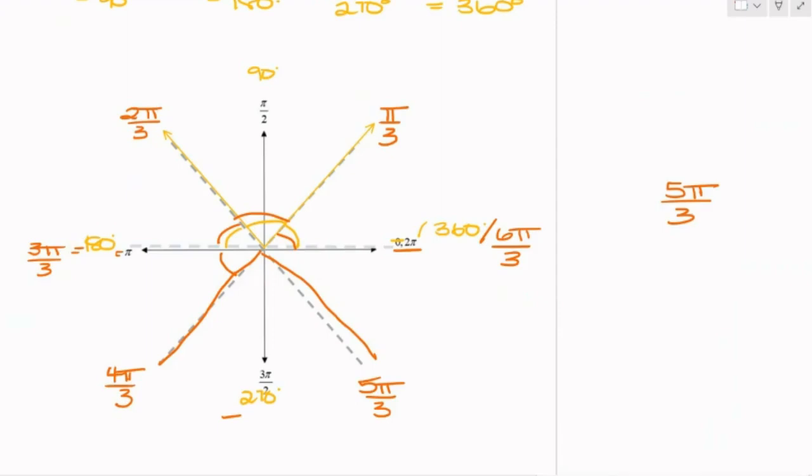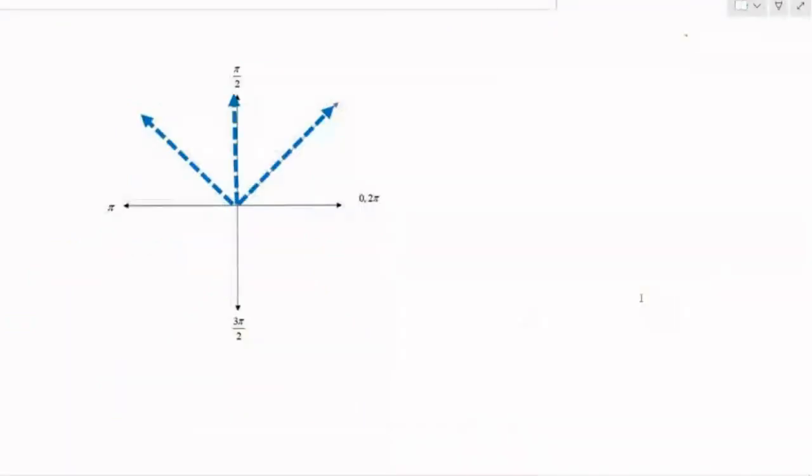If I were to ask you now, where is 5 pi over 3? You would think, okay, this is 3 over 3. This is 6 over 3. So then 4 over 3 would be here and 5 over 3 would be here. It has to be in quadrant 4. And that's the goal. We want to be able to locate the quadrant this radian is in without thinking about degrees anymore.